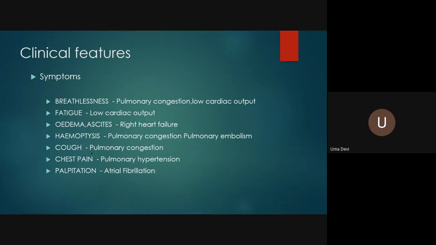And there is easy fatigability. Both breathlessness and fatigue are symptoms which occur in mitral stenosis as well as in mitral regurgitation. In mitral stenosis, the easy fatigability is because of the low cardiac output. What happens is that the left atrial pressure starts rising.